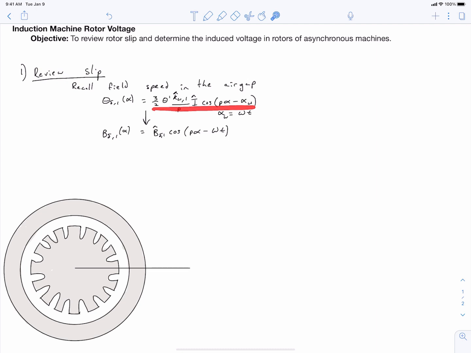You can recall this expression from our previous lecture on harmonics in the air gap of AC machines, as well as going back to our rotating current linkage video series. And so our stator winding is responsible for producing a rotating current linkage that produces the magnetizing field of our machine. And from this, we can determine an expression for how fast the magnetizing field rotates in our air gap.